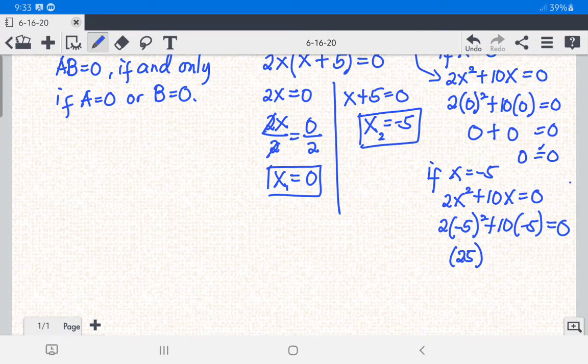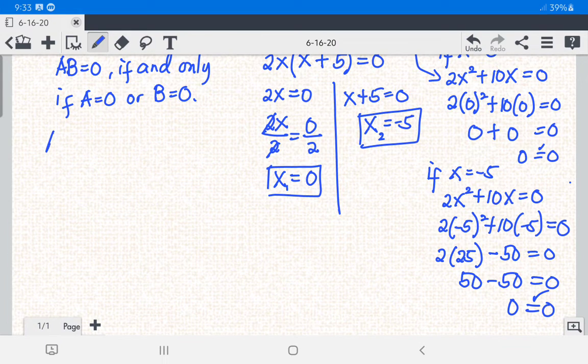Because negative 5 times negative 5 is positive 25, times 2. Then positive 10 times negative 5, that is negative 50, then equals 0. Now, 2 times 25, that is 50, minus 50 equals 0. So, 50 minus 50, we have 0 equals 0. Check. Then, as you can see, both values of x satisfy the given equation.